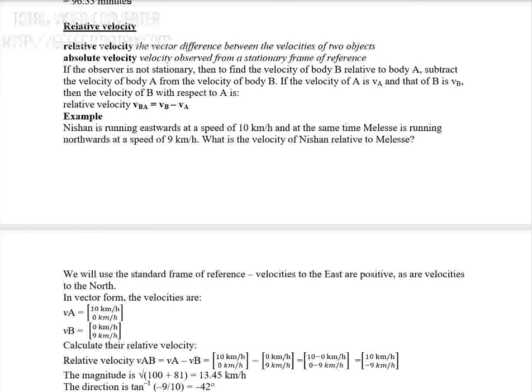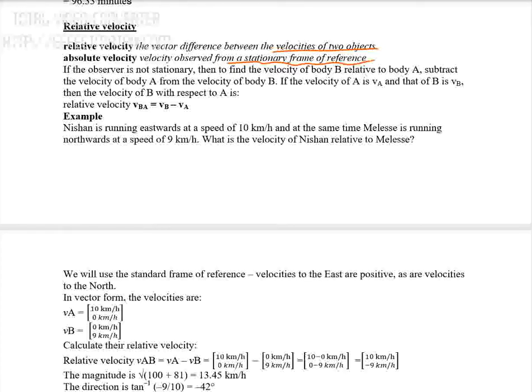When we say relative velocity, we are expressing the velocity of an object relative to what? Some point. Therefore, the vector difference between two velocities of an object is relative velocity. When we say absolute, it is the velocity of the observer from a stationary frame of reference. Therefore, if the frame of reference is stationary, you are recording or giving absolute velocity. But if the frame of reference is not stationary, if it is moving, we are expressing what? Relative velocity.